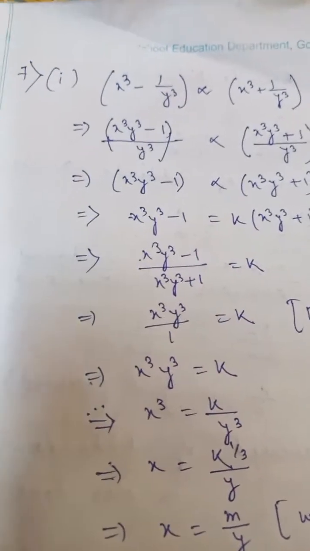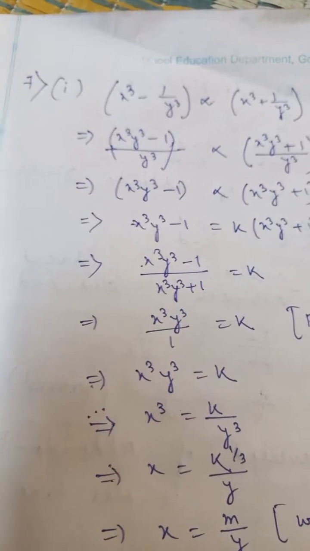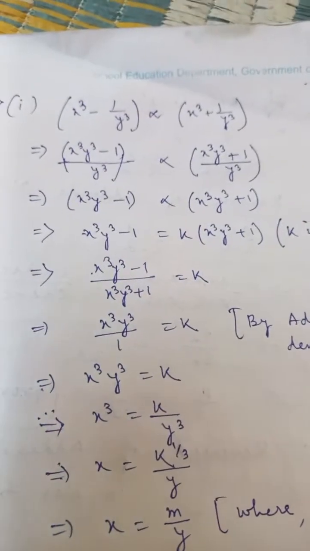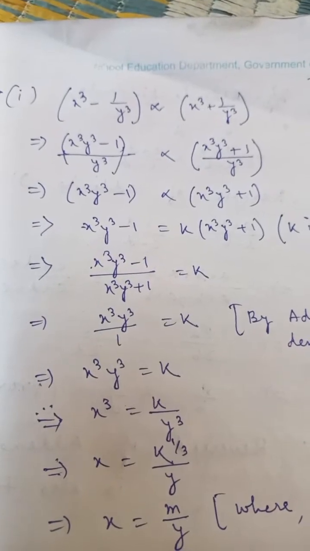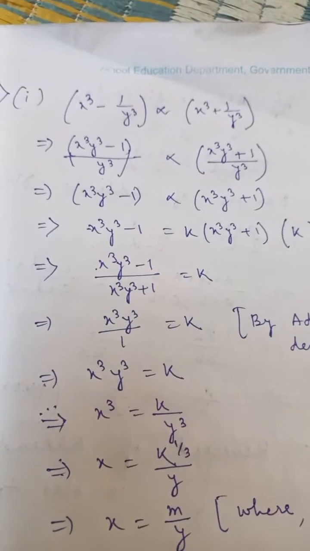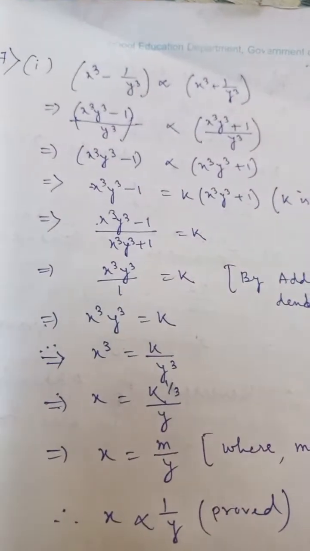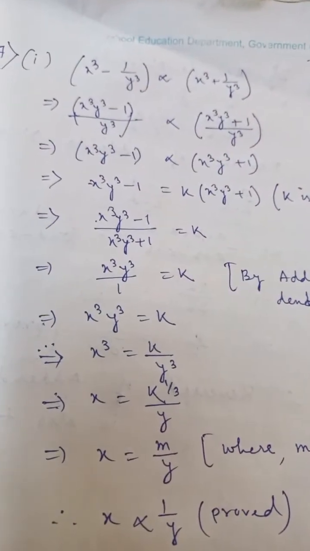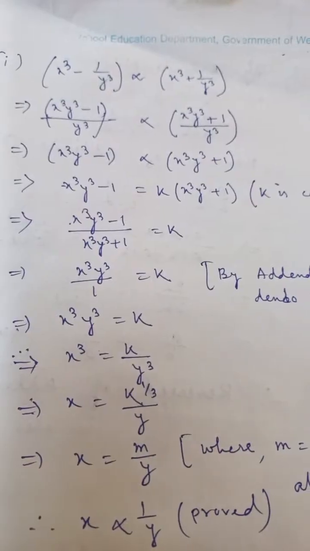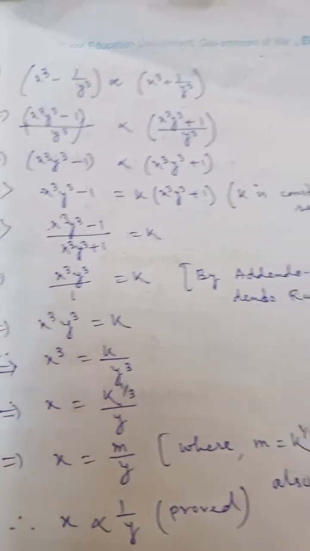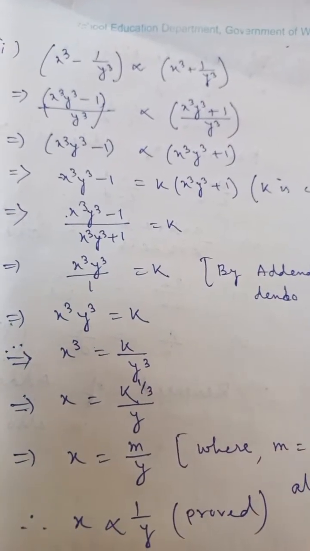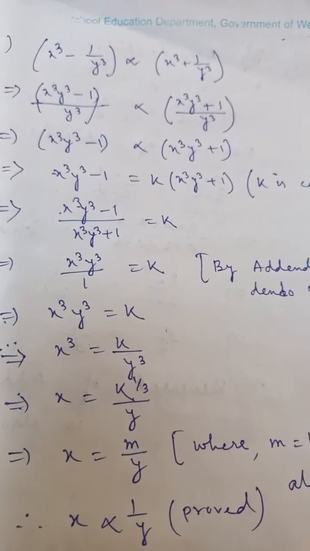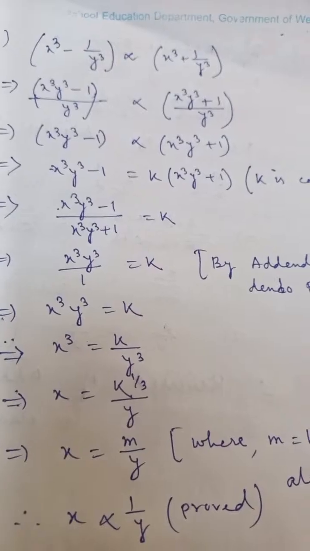We can now solve both sides in this way. x cube y cube minus 1 by y cube directly proportional to x cube y cube plus 1 by y cube. Again, if we cancel this y cube, it will be x cube y cube minus 1 directly proportional to x cube y cube plus 1. Now we take k as a constant, then we can rewrite x cube y cube minus 1 is equal to k times, in brackets, x cube y cube plus 1.